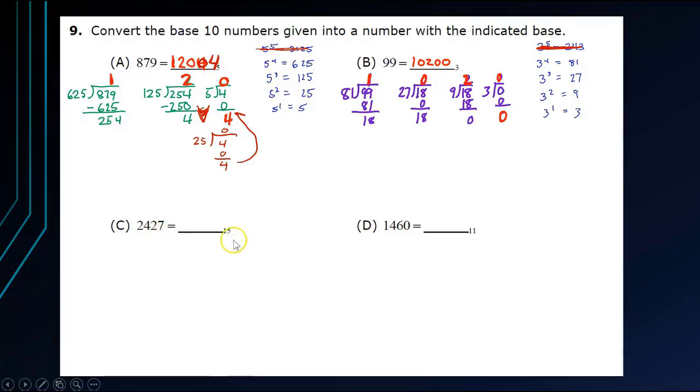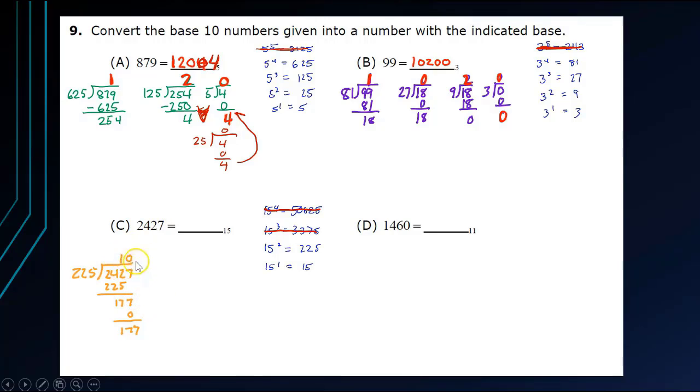Next, 2427 in base 15. Here are my powers of 15. Obviously 15 to the 4th power is way too big. Actually 15 cubed is way too big. Neither one of those is going to be used. And so I'm going to start with 15 squared. So I'm going to divide this by 225. And I get a 10.